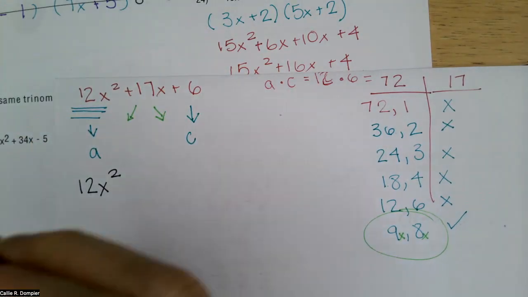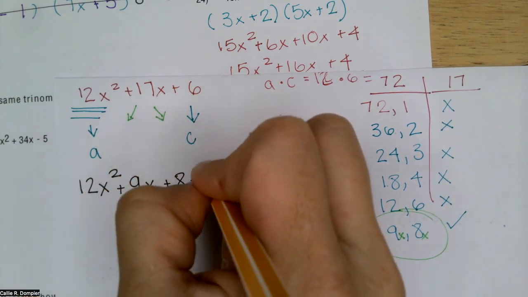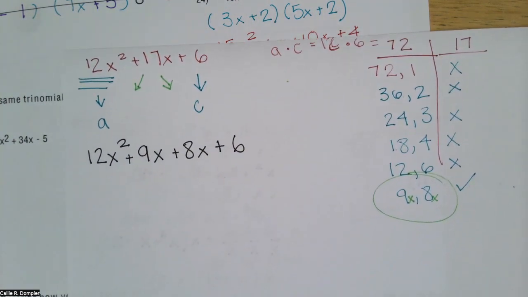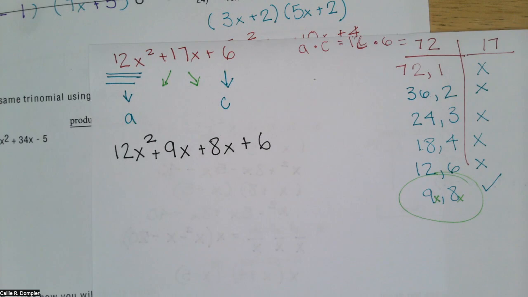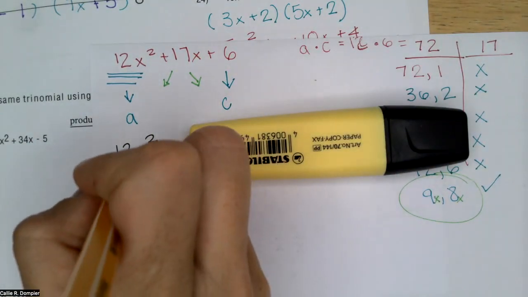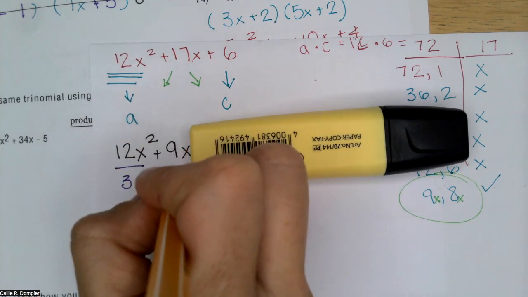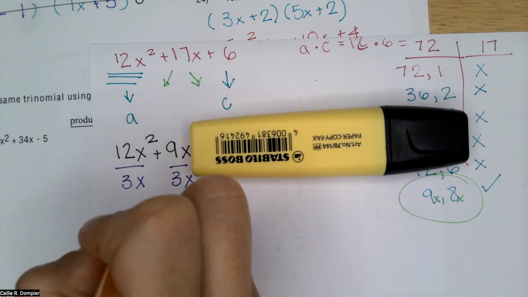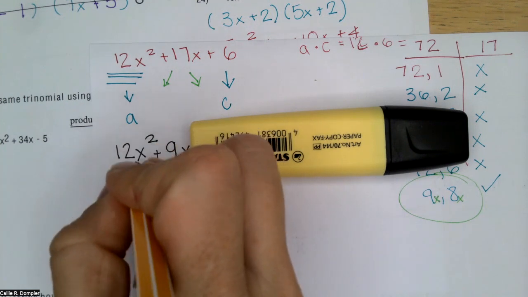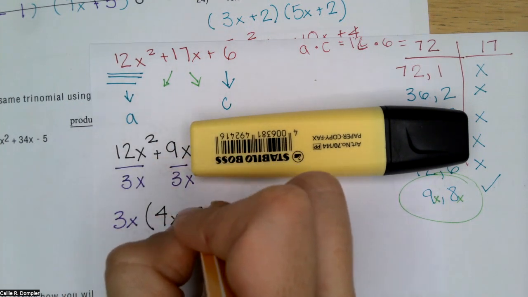Instead of plus 17x, we're going to say plus, and remember, it doesn't matter, 9x plus 8x, and then bring your original C. Good? All right, factoring by grouping. 12x squared plus 9x, divide them both by 3x. So now I have 3x times the quantity: 12x squared divided by 3 is 4x, 9x divided by 3 is 3.